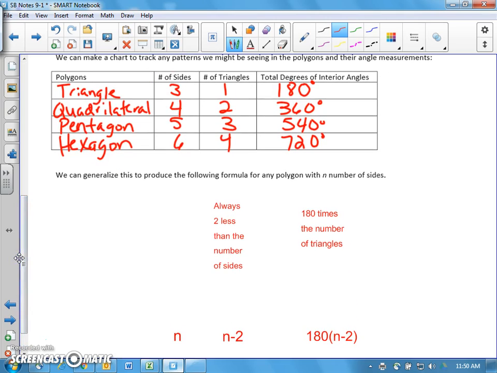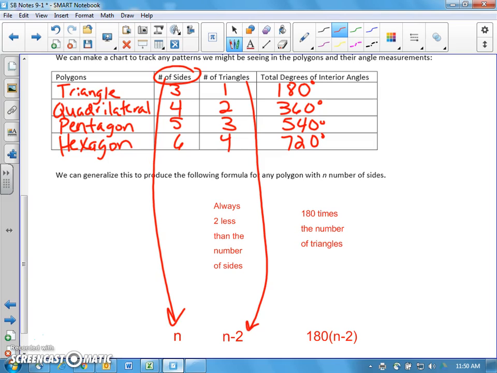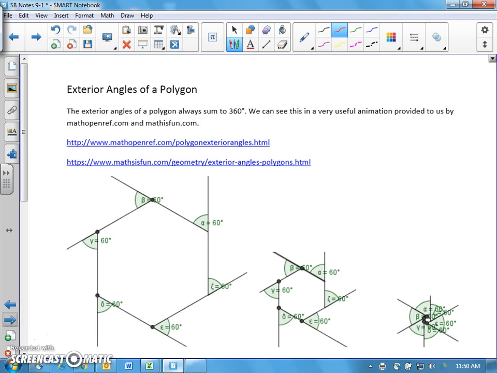So if we call n the number of sides, then the number of triangles has to be 2 less than that. So that's going to be n minus 2. Multiplying by 180 gives us the formula 180(n minus 2) to find the total degree measure in any triangle or any polygon. That's an important formula that you will need to know.